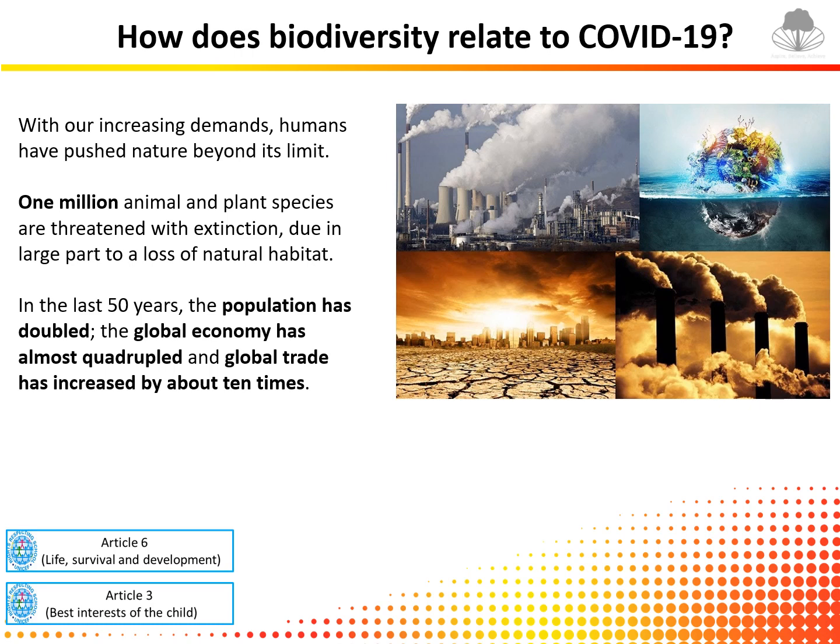So why am I talking to you about this today? Well, I wanted to relate biodiversity to what is obviously going on in the current pandemic. Now, for all the scientists and the geographers listening, I'm sure everybody knows that humans over the last couple of hundreds of years have really pushed nature beyond its limit, and that is largely due to our increasing demands. At the moment, the Earth is becoming very unsustainable. 1 million animal and plant species are threatened with extinction, which means they will no longer be around, and that is largely due to a loss of their natural habitat.